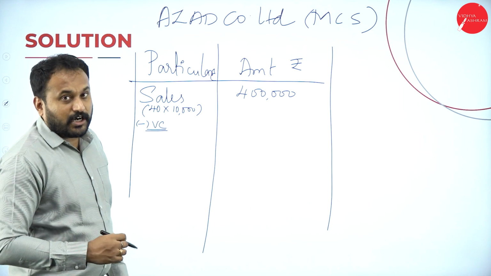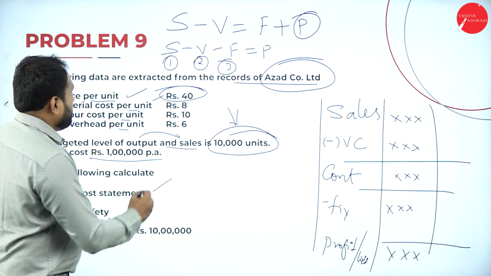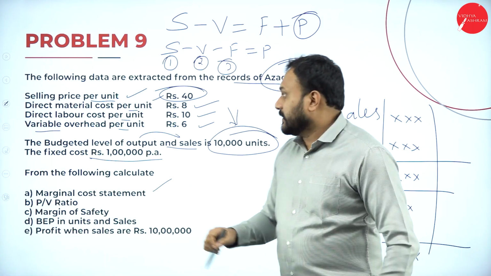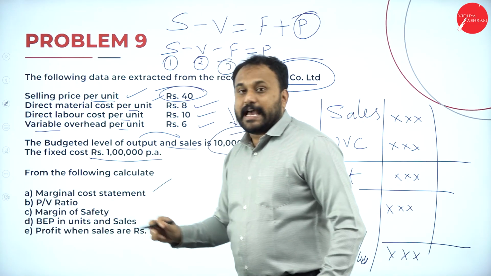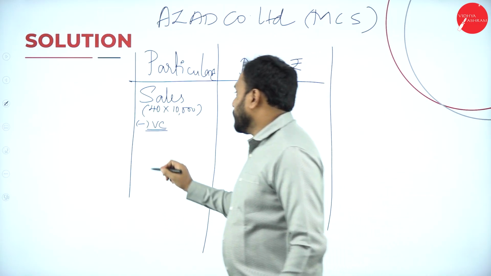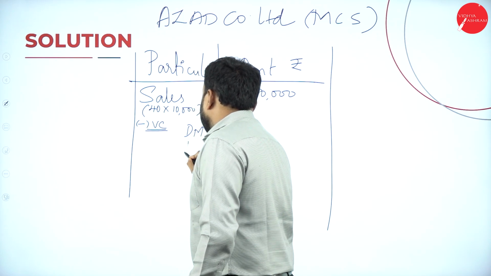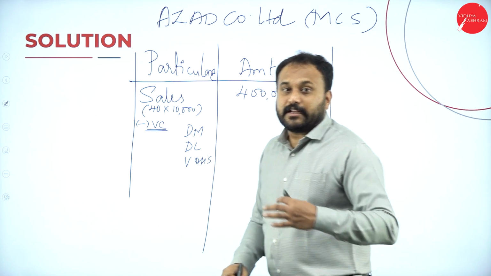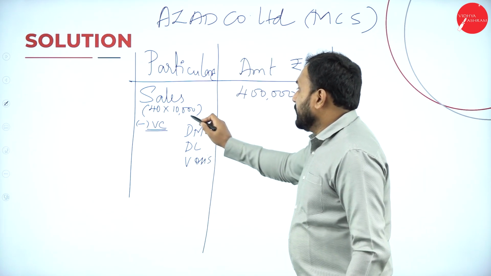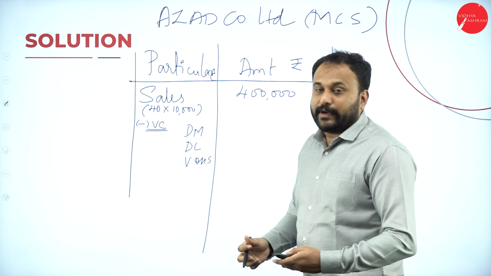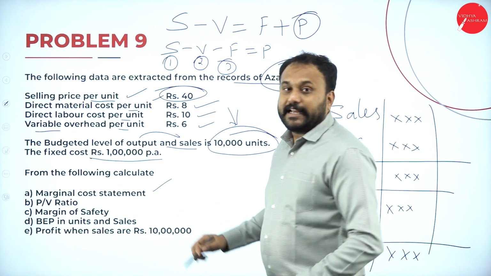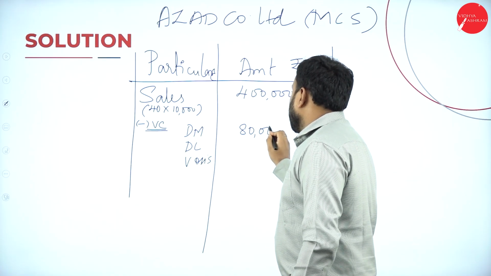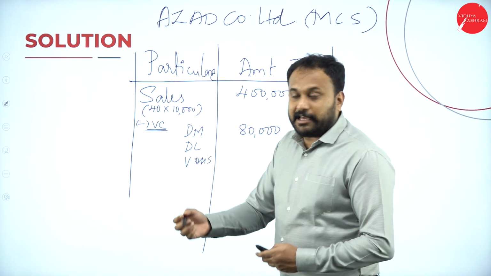Next, what you should do is subtract the variable cost. Now how many variable costs are there? Understand the variable cost here. We have first, second and third. So you are supposed to go with these 3 properly. That is direct material, direct labor and variable overheads. So we'll write here direct material, direct labor, variable overheads. Write it completely when you write in your main examination. Here you multiply 10,000 with per unit. That means 8 into 10,000, which is 80,000.